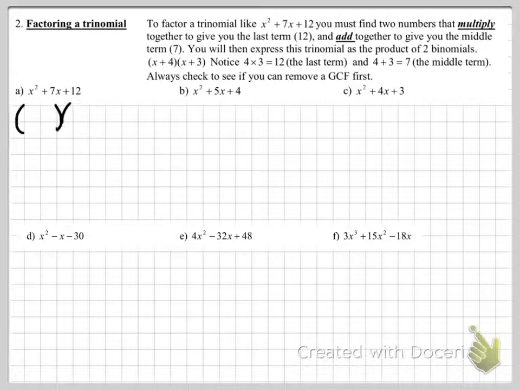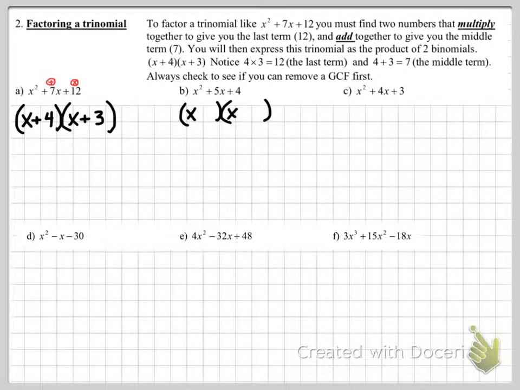So what we're going to say is that first number, our x squared, can only be found if I go x times x. Then plus 12 and plus 7 is going to be, one's got to be plus 4, and the other one's got to be plus 3. And you can check it by foiling it and seeing if you get x squared plus 7x plus 12 back. And if you did, you know you've got the correct solution. In our second one, we need 2 numbers that multiply together to give you positive 4, and yet add up to positive 5.